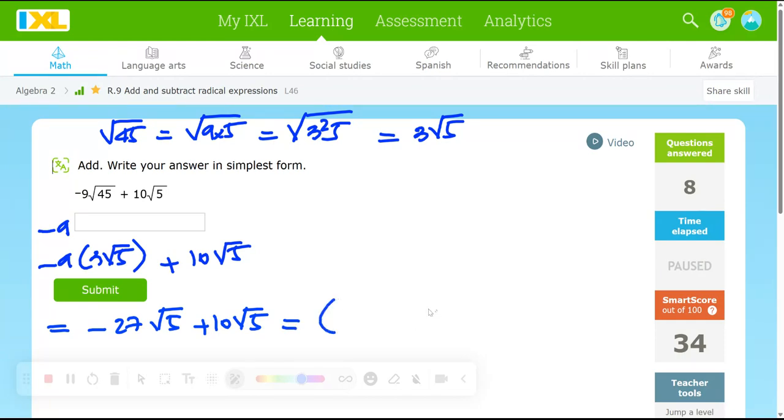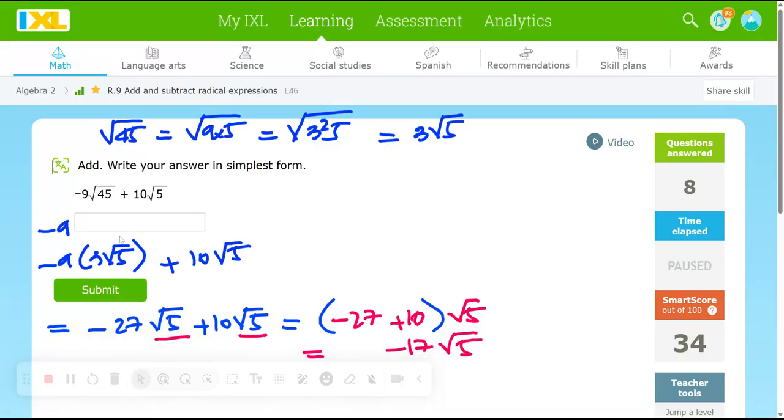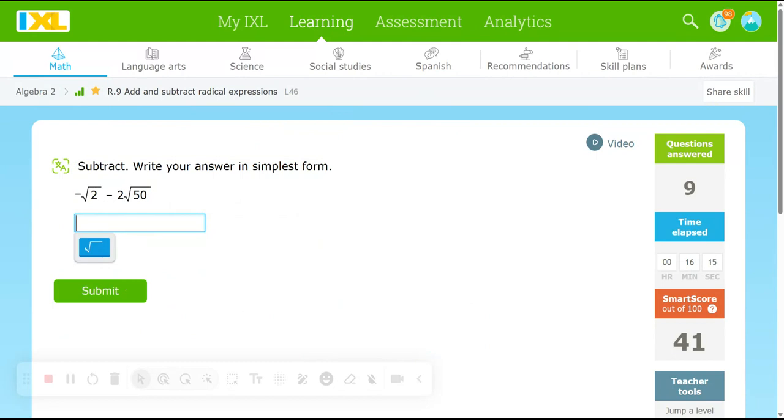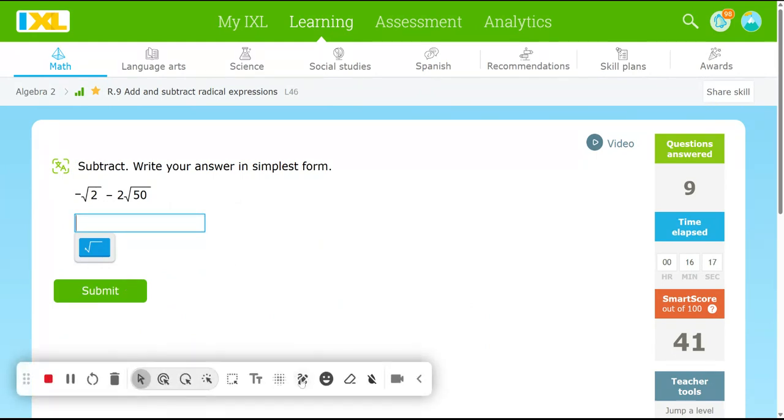Okay, so now take a look. You have square root of 5, square root of 5. You can factor it out. So inside you have negative 27 plus 10. Together it should come out to negative 17, and then in the back is square root of 5. So that is the answer. Now I go back over here, I put in negative 17 square root of 5, and then I'm done. Voila.